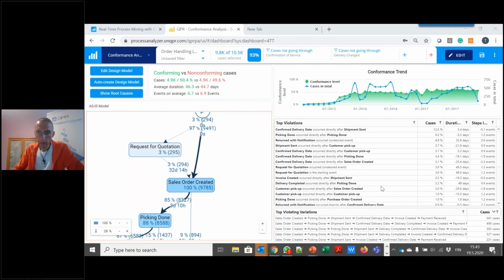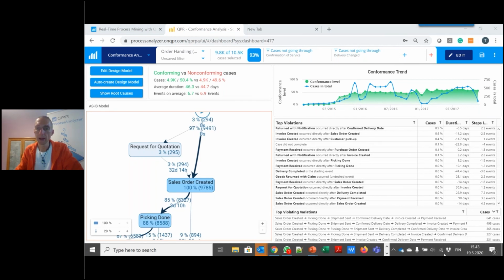Okay, then yes, then we have the question that what are the root causes for the non-conformances? Yes, exactly. So we have the violations over here. So this particular thing happened directly after shipment sent. That was the biggest violation. And then we have these violating variations, that this particular sequence is very common and it is violating. So these are kind of the reasons and violations in how the process goes.